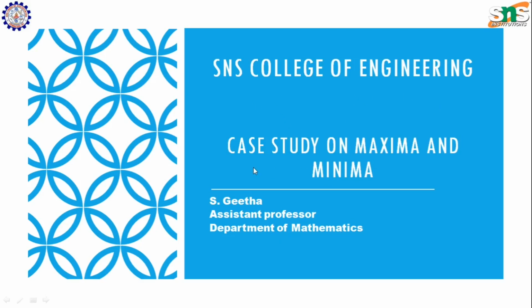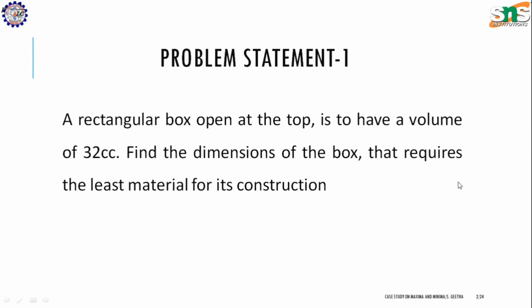Now I am going to discuss a case study on maxima and minima. Problem statement 1. A rectangular box open at the top is to have a volume of 32 cc. Find the dimensions of the box that requires the least material for its construction.